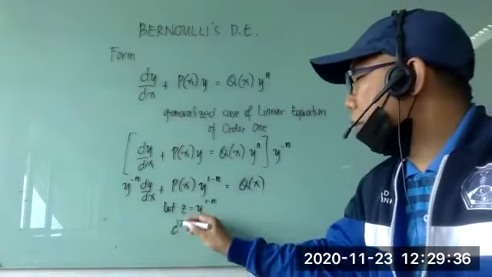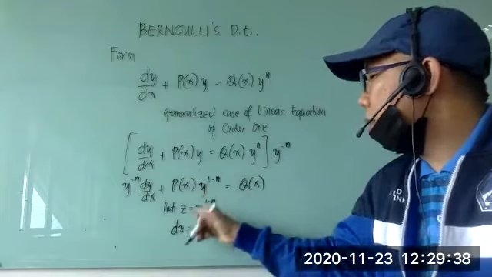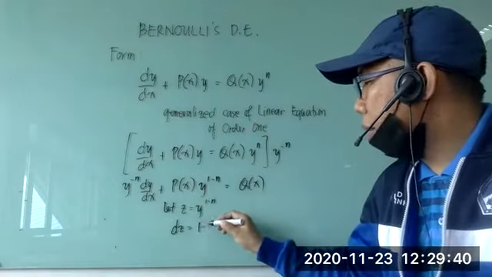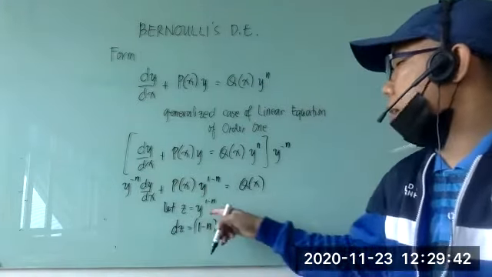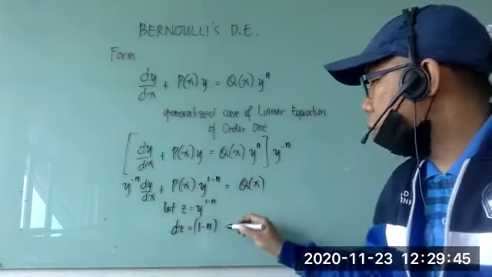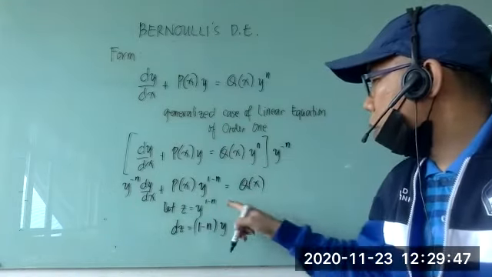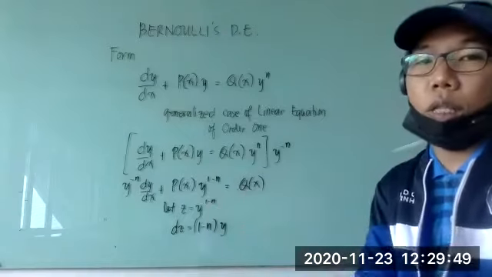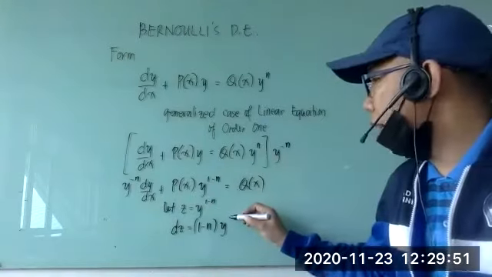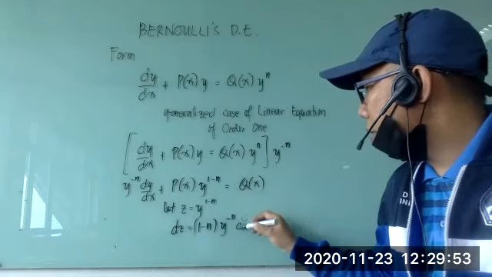Now differentiate this one. So dz is equal to, differentiating this, we have 1 minus n, using the power formula for differentiation, y raised to 1 minus n minus 1. So what happens there? You have y raised to negative n times dy.